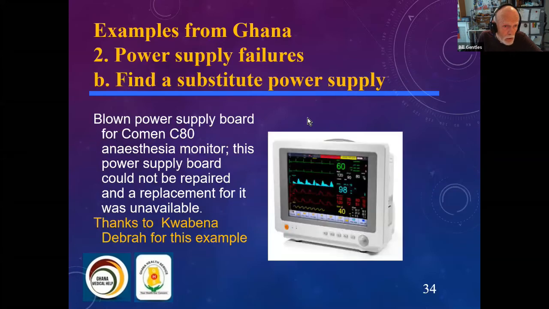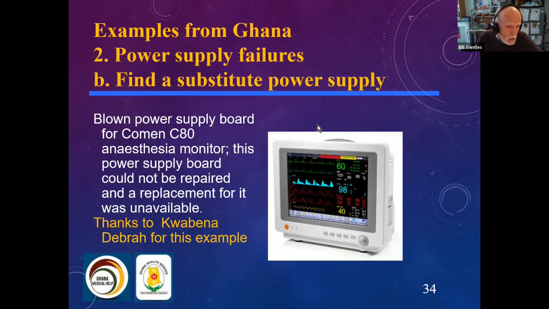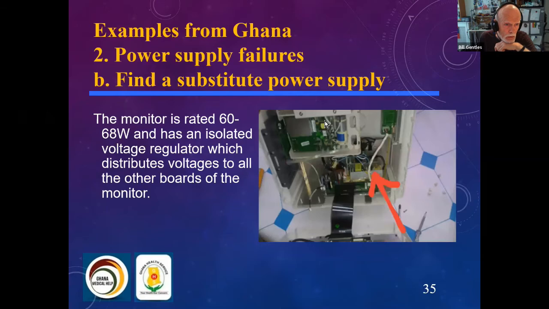Another example of a power supply problem. Thanks to Kobina Deborah for this example, there was a blown power supply board on a C80 anesthesia monitor. This power supply board could not be repaired and a replacement for it was unavailable. Very similar to the example I gave from Canada. In this case, the monitor is rated at 60 to 68 watts. It has an isolated voltage regulator which distributes voltages to all the other boards on the monitor. Shown in this picture, the red arrow points to the existing power supply.